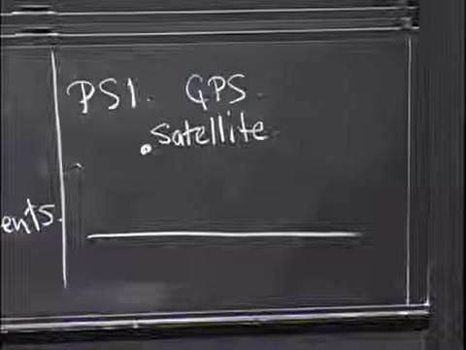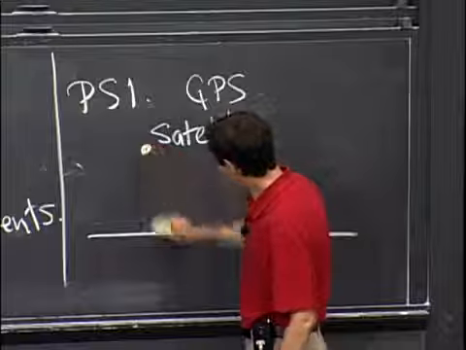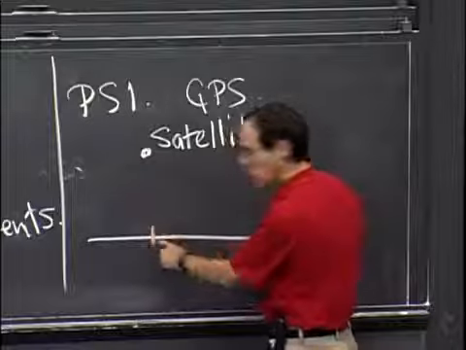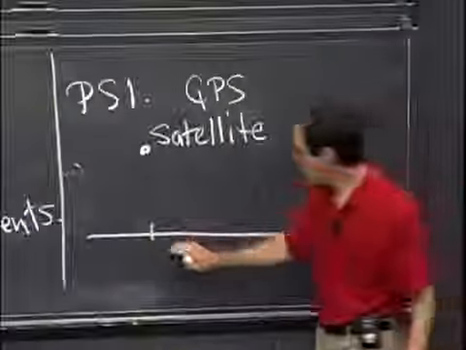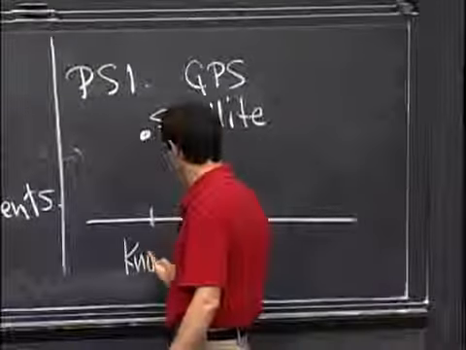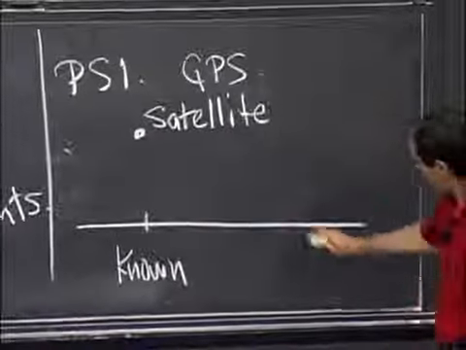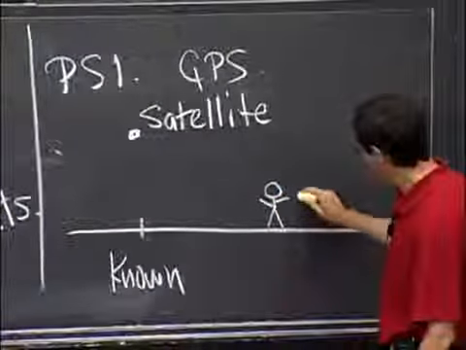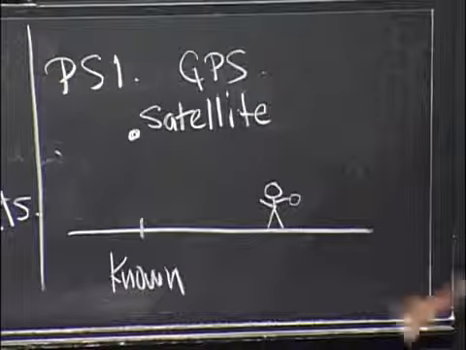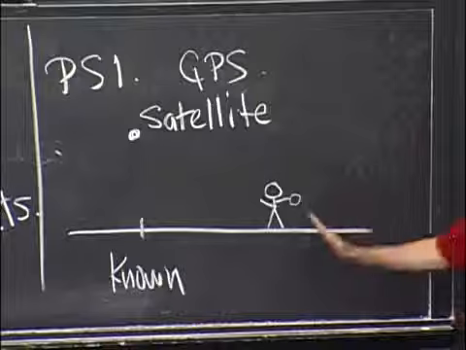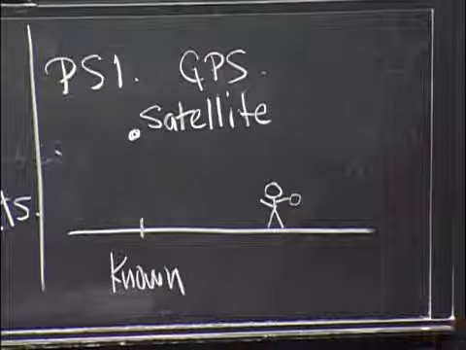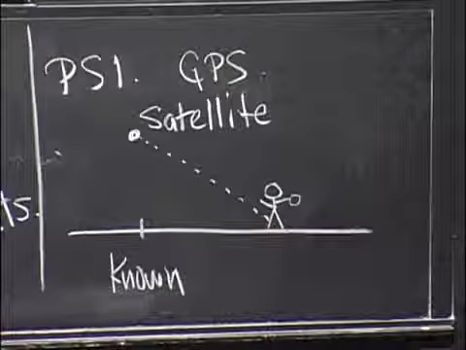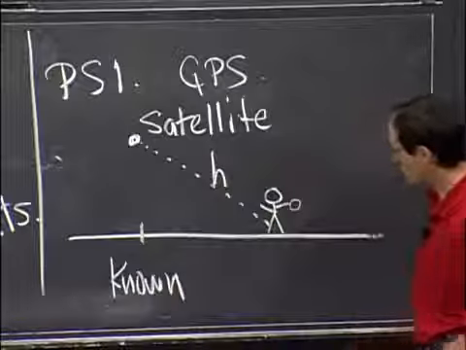preferably above the Earth. And the satellite knows exactly, or the system knows exactly where the point directly below the satellite is. So this point is treated as known. And I'm sitting here, okay, with my little GPS device. And I want to know where I am. And the way I locate where I am is I communicate with this satellite by radio signals. And I can measure this distance here, which is called h.